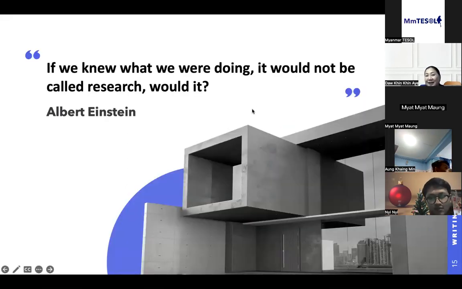Okay, next slide. If we knew what we were doing, it would not be called research, would it? That is how the research journey is like. In the beginning, I will just give you my own example. After I finished my master's, I would like to look at Bazaar Malay, okay? And I thought that I knew what I was doing.